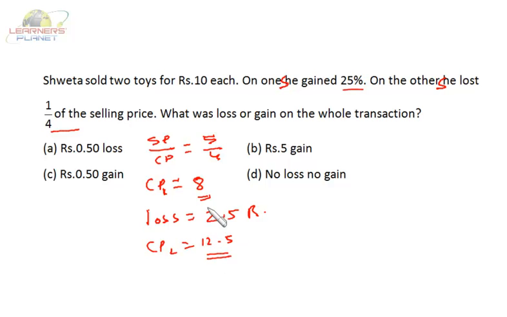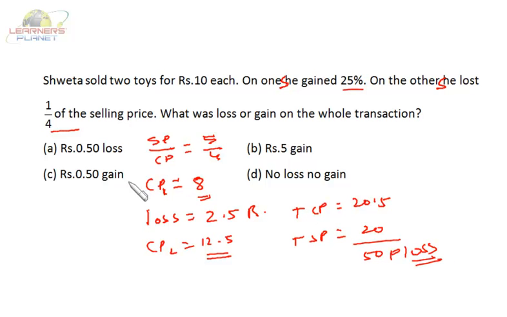Now the total cost price is 12.5 plus 8, that is 20.5. Total cost price is 20.5, and the total selling price is 20, that means 50 paisa loss. So it's this. I'm sure you are clear.